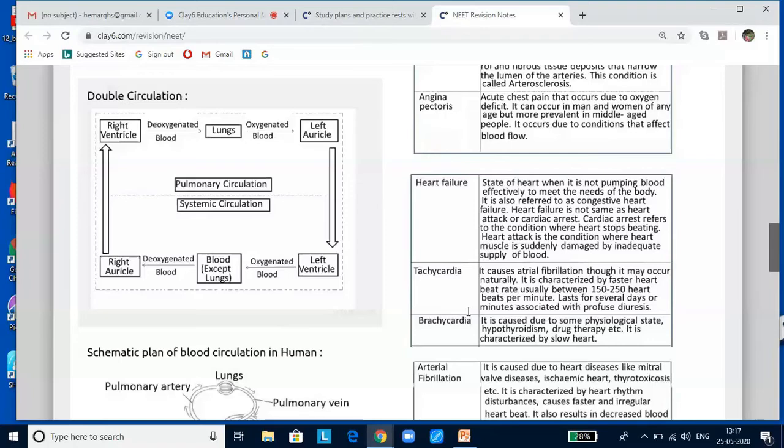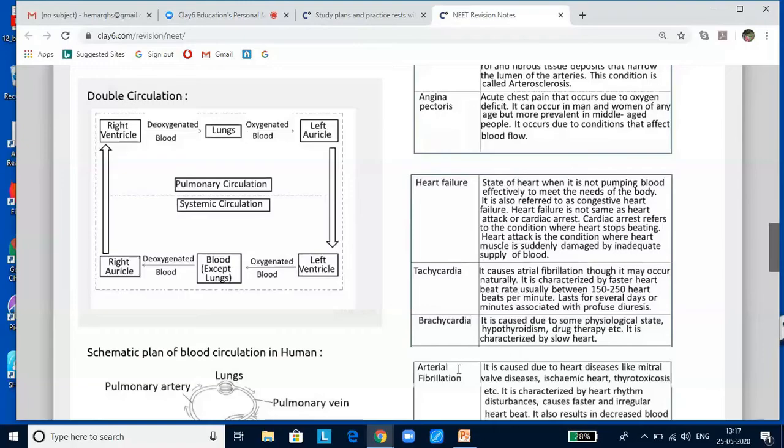A connection is also seen between the digestive tract and liver, and it is called the hepatic portal system. The hepatic portal vein carries blood from the intestine to the liver before it is delivered to the systemic circulation.